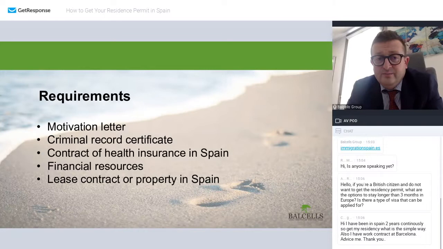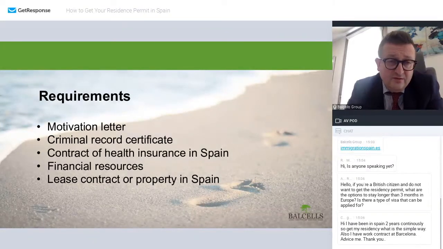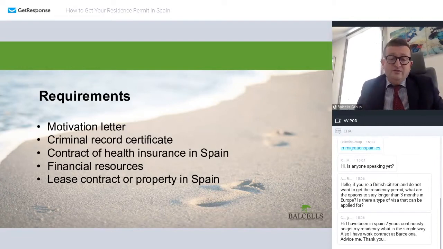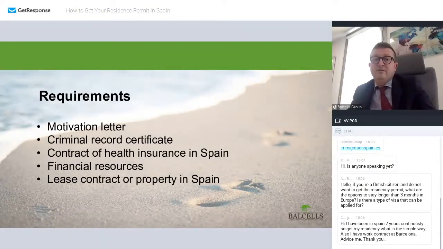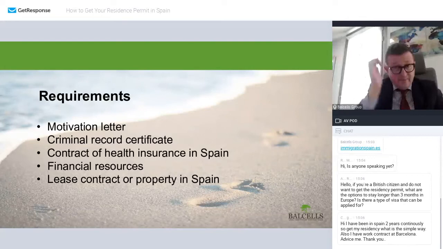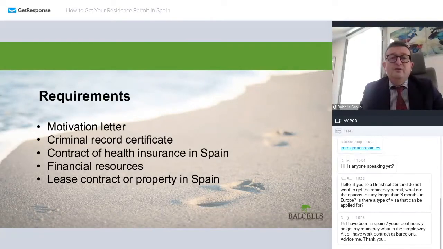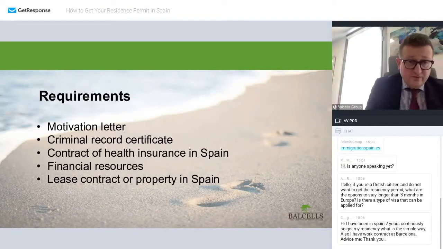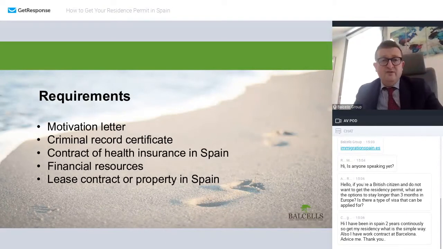You need to contract a Spanish private health insurance, which is around €80 per month per person, the rate more or less. You need to prove €26,000 in savings plus 7,000 per each additional person of your family. And you need to prove it in which way? On the bank statement of the last 6 months. So on the last 6 months, you need to prove these savings.